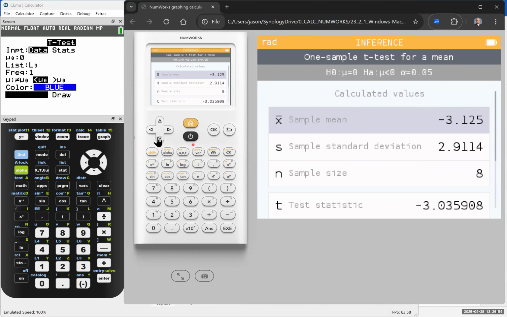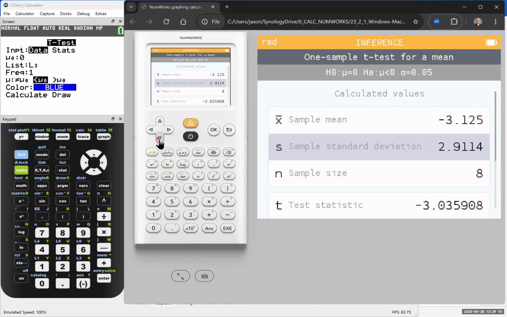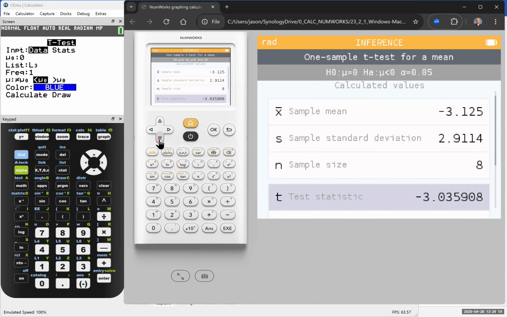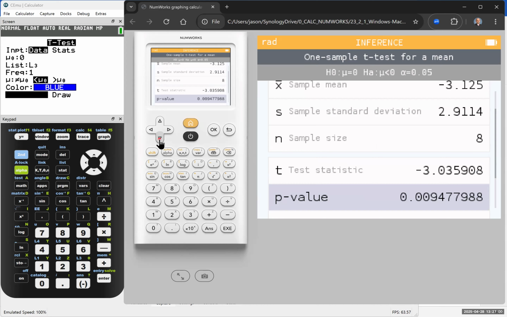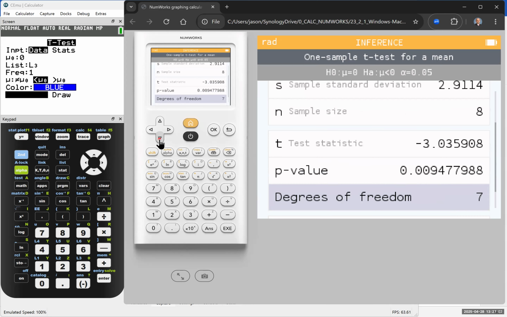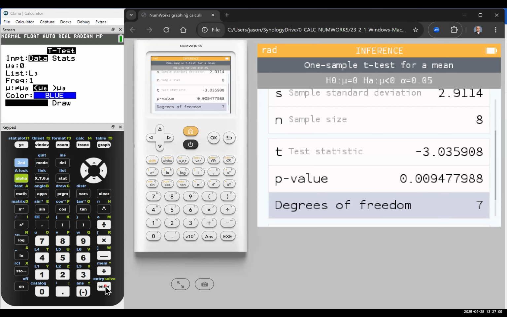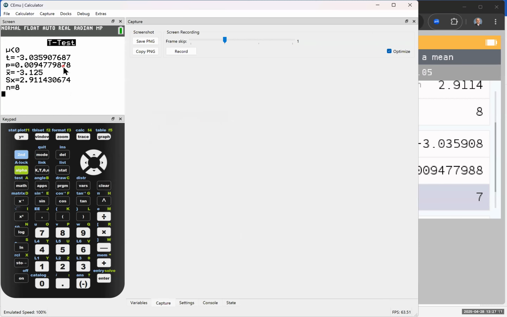All right, so this is giving me my X bar, S, sample size, and there's my test statistic and my p-value, as well as the degrees of freedom. And on the Texas Instruments, let me hit Calculate. And you can see we're getting the exact same values there.